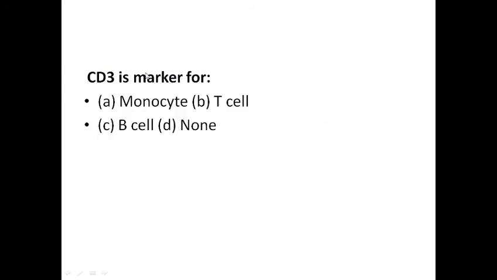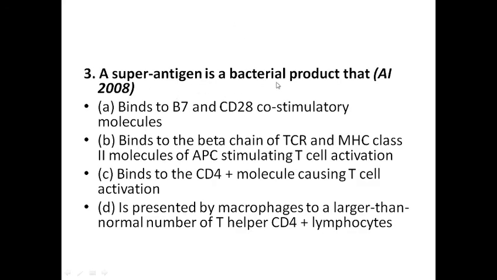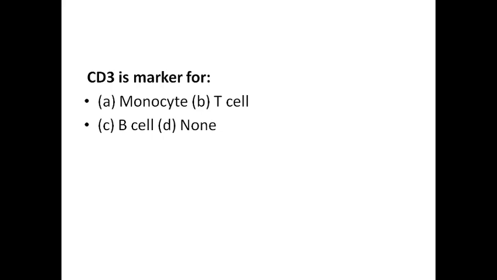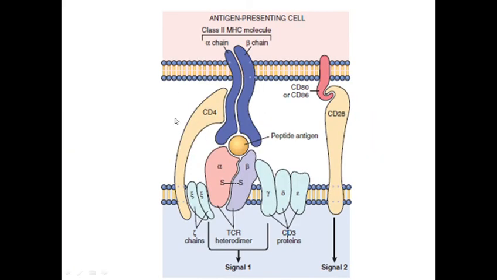Now let us see some questions. CD3 is a marker for T cell. A superantigen is a bacterial product. Superantigen can bind to the beta chain of the T cell receptor and MHC class 2 molecule and cause widespread liberation of cytokines. So the superantigen can bind to the beta chain of the T cell receptors and MHC class 2 molecule and then cause widespread cytokine release. So this is all about it.